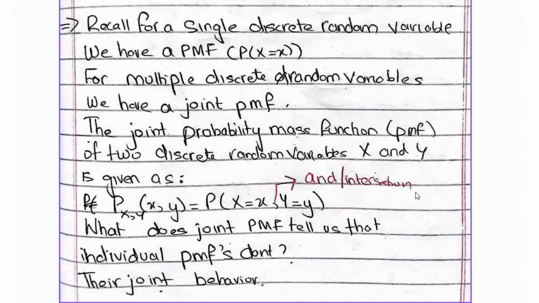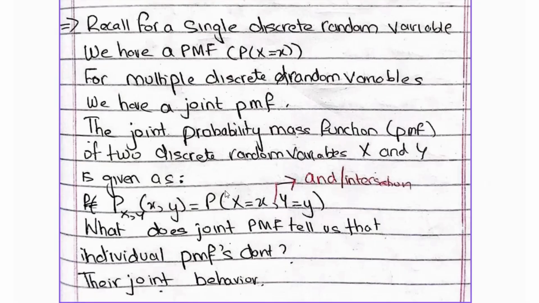Now, if we recall, for a single discrete random variable, we have the PMF, which gives us the probability that the random variable capital X takes on value small x. But for multiple discrete random variables, instead of just the PMF, we have the joint PMF. The joint PMF of two discrete random variables X and Y tells us the probability capital X is equal to small x and capital Y is equal to small y.